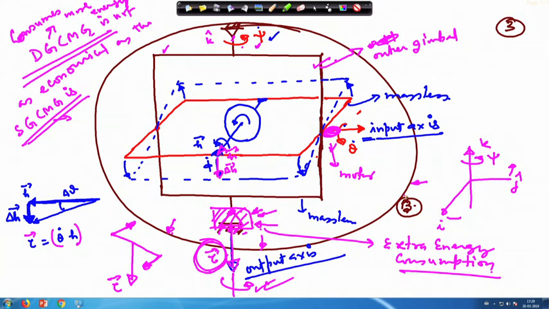So, this is the basic principle involved for the control moment gyros. Now, we can discuss the related mathematics. So, we will continue discussing this topic about the control moment gyros.